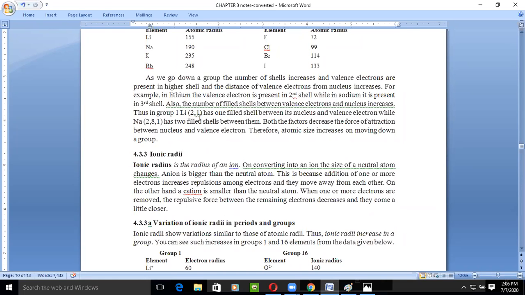Lithium is 2 1, the first shell is 2. If we distribute this in K, L, M, N, what is the normal distribution? 2 1. But if we talk about sodium, that is 2 8 1, so it means 3 shells are participating. S P D F are the subshells, K L M N are the shells.